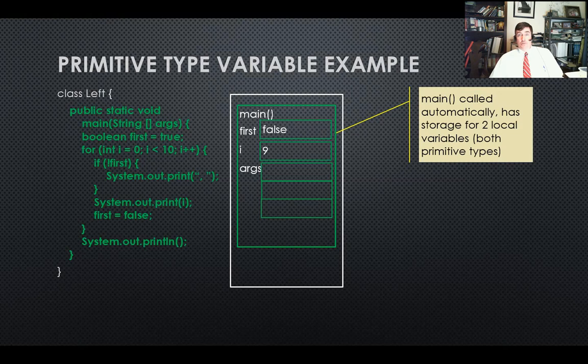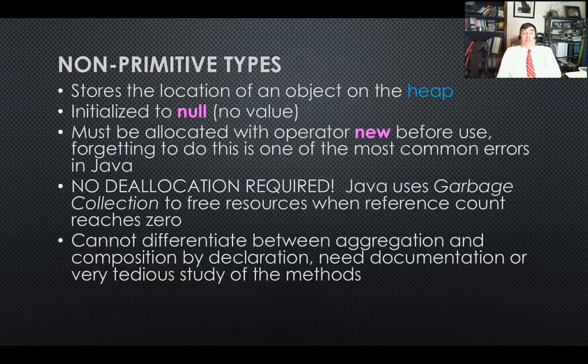So it prints out the numbers 0 through 9. So how about non-primitive types? Non-primitive types store the location of an object on the heap. So that's the location in memory, that unallocated or unreserved memory that has now been allocated by the creation of the object. They're initialized to null.